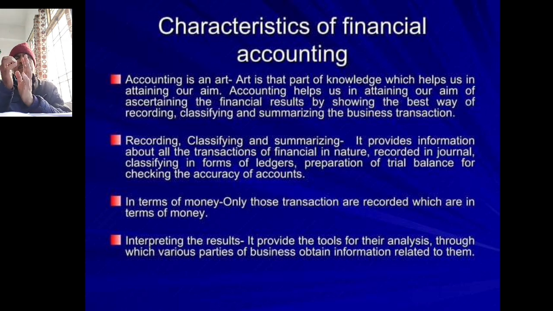We classify the assets as fixed assets and current assets. What are current assets? Current assets are those which are to be converted into money within one year. That is called current assets. If we use the assets for a longer period, we can say they are fixed assets. So in this way we interpret the results. The next characteristic is interpreting the results. It provides the tools for analysis through which various parties of the business obtain information related to them. In this way, we summarize the transactions.